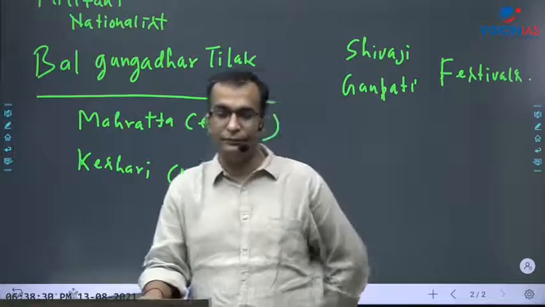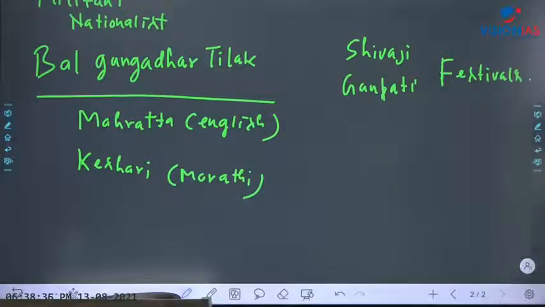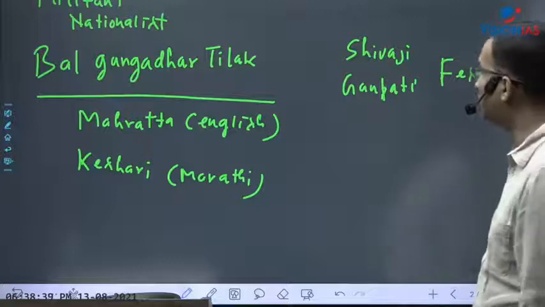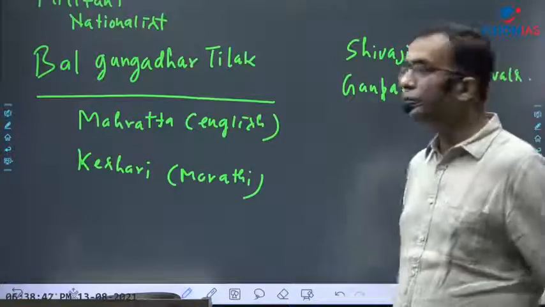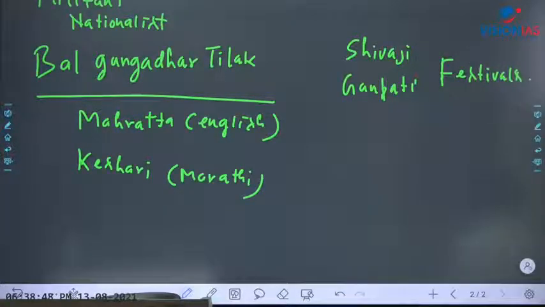Then you write, Tilak preached his militant ideas through two newspapers. You write Kesari in Marathi and Maharatta in English. केसरी in Marathi and Maharatta in English. ठीक है? फिर उसके बाद लिखो उसके आगे, you guys write केसरी Maharatta.